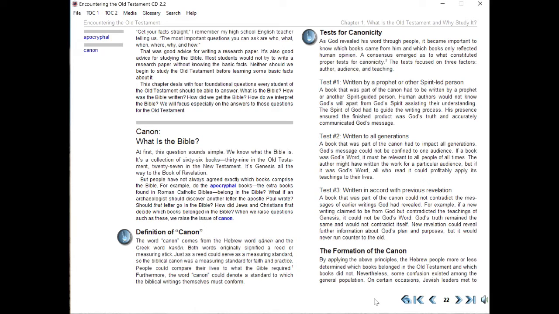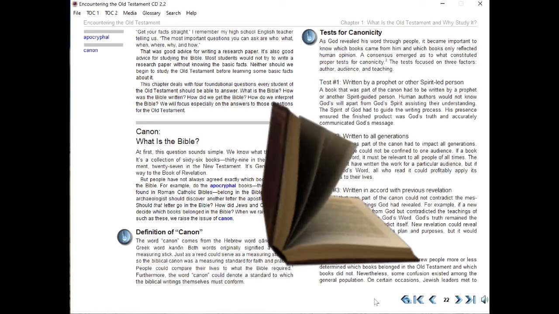This chapter deals with our foundational questions every student of the Old Testament should be able to answer. What is the Bible? How was the Bible written? How did we get the Bible? How do we interpret the Bible? We will focus especially on the answers to those questions from the Old Testament. Here we begin with a canon.